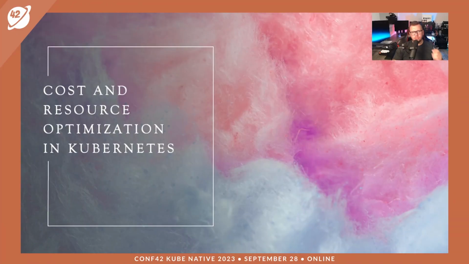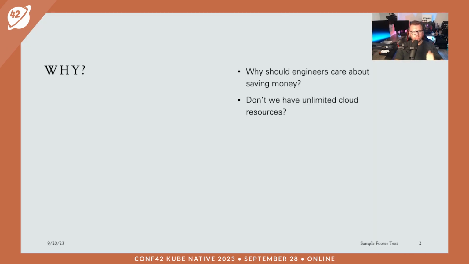Let's go ahead and dive into what cost and resource optimization actually is. We're going to be diving into the theoretical piece of it first, and then we're going to get a little bit hands-on and see a couple of tools that can help us with this. All right, so first things first, why should engineers care about saving money? Don't we have unlimited resources? Well, no. Well, yes and no. Let's just dive into that.